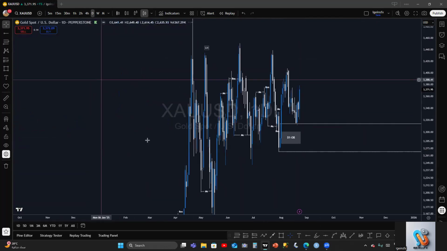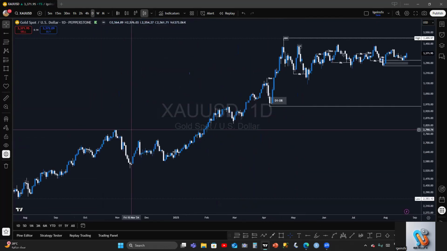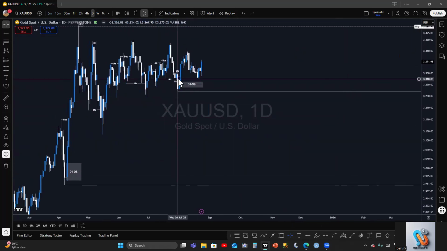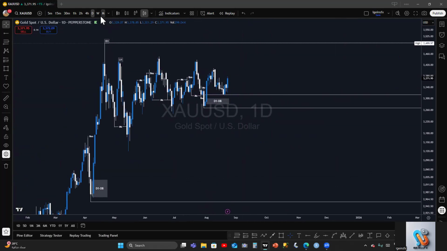Okay, let's go back so that you understand what I just said. You can see this is the candlestick. It tapped into it and it's pushing to the upside.